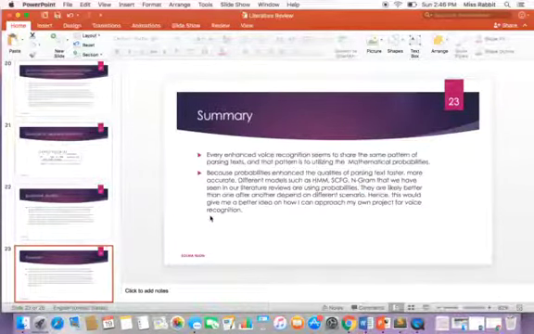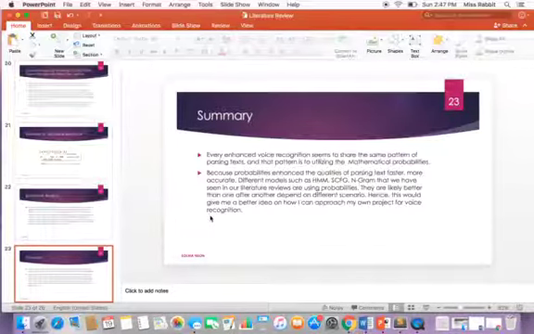So to summarize, every enhanced voice recognition seems to share the same pattern of parsing text, the same language model, and that pattern is to utilize mathematical probability to predict whatever comes next. Because probability enhances the quality of parsing text, making it faster and more accurate.